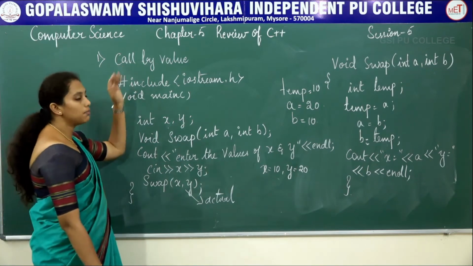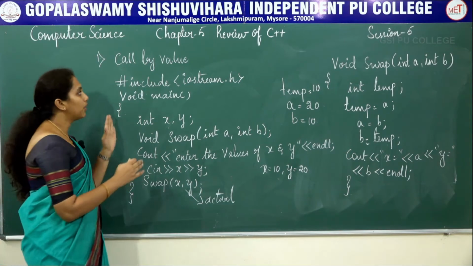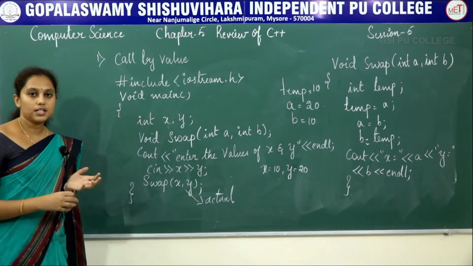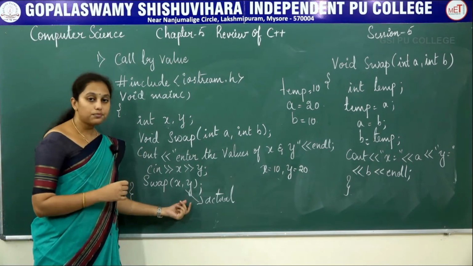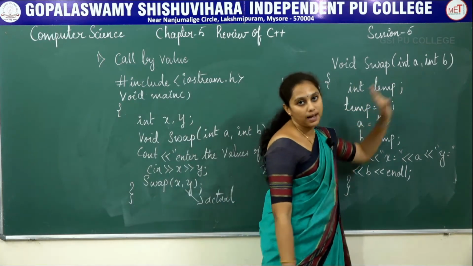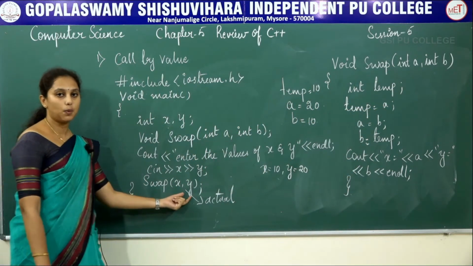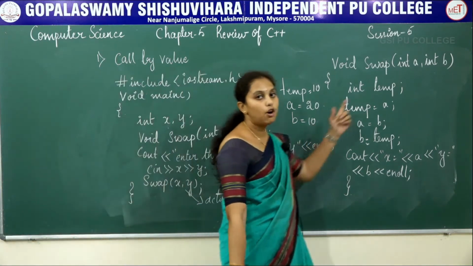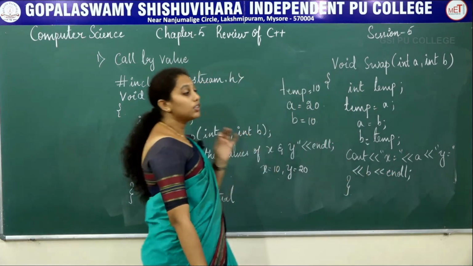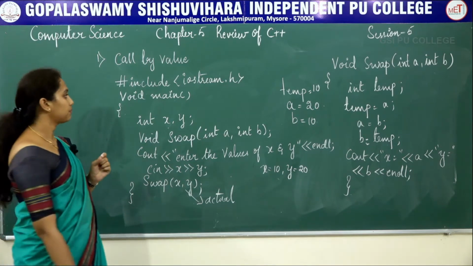So what is call by value? Call by value is nothing but this type of passing the parameters to a function. The function copies the exact value from the actual parameters to the formal parameters. So the values of x and y, that is 10 and 20, are copied to the formal parameters a and b respectively. This method is called call by value.